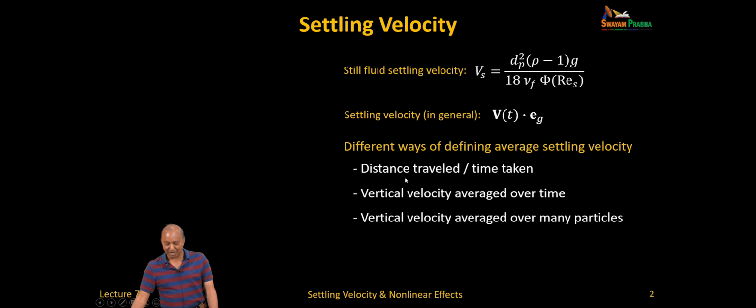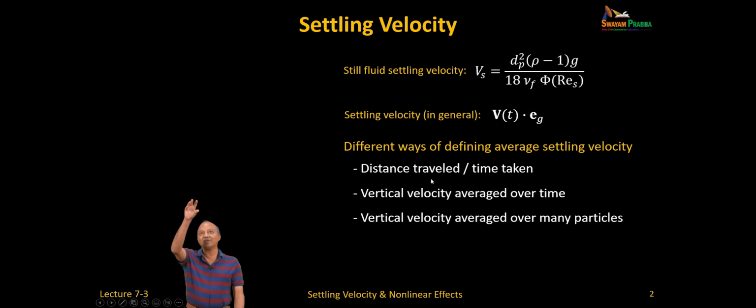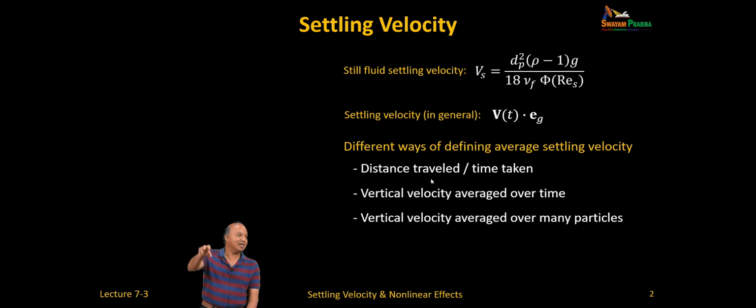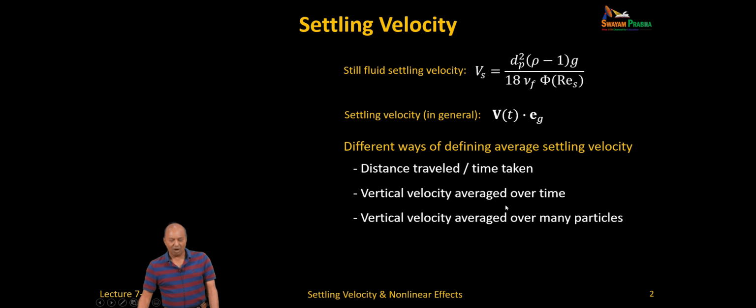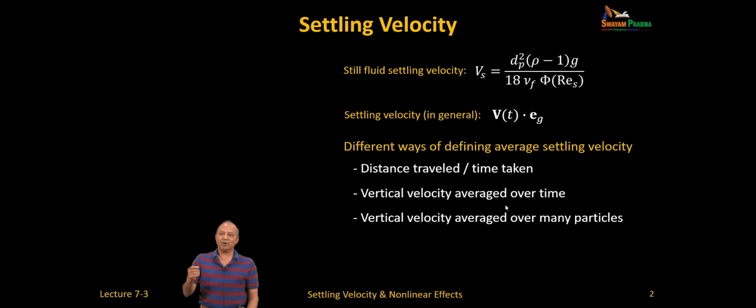You could do it in several ways. You could say its velocity keeps changing, it goes to the side, etc. One way is to track the particle from here to here, see how long it takes, and distance divided by time is the velocity. Or if you have a particle tracking technique, you can calculate how much it moved in a very short time, get the velocity of one particle as a function of time, and average over time. Or you can find the settling velocity of many particles and average.